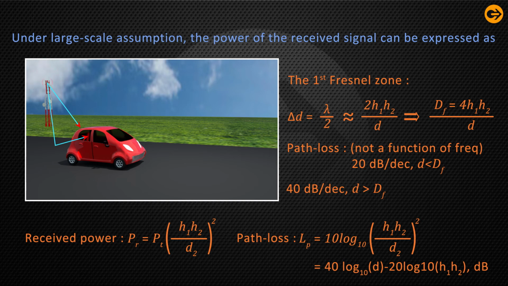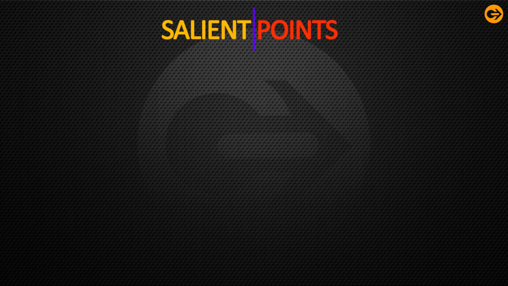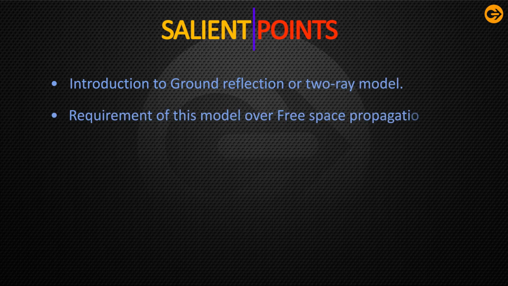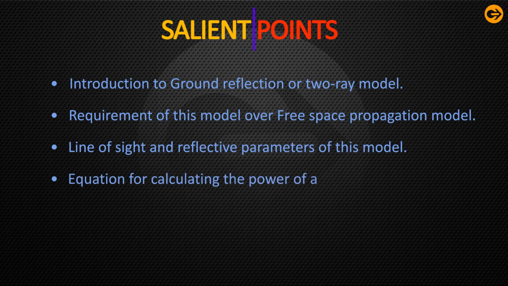And with this, we have come to the end of this session. Let's take a quick recap of the salient points. Today we have learned the introduction to the ground reflection or two-ray model, the requirement of this model over the free space propagation model, the line of sight and reflective parameters of this model, and the equation for calculating the power of a received signal with this model.